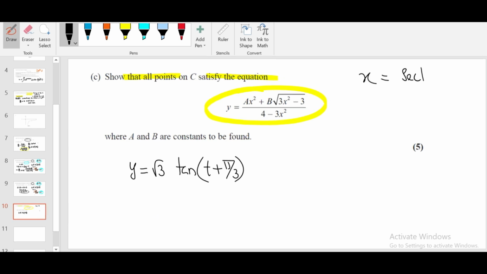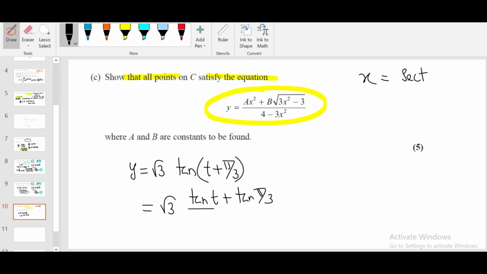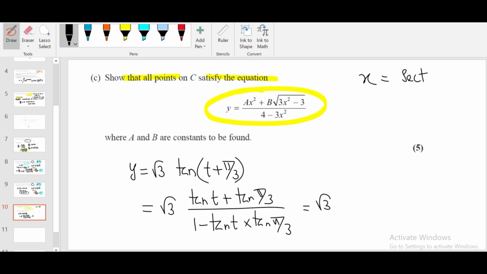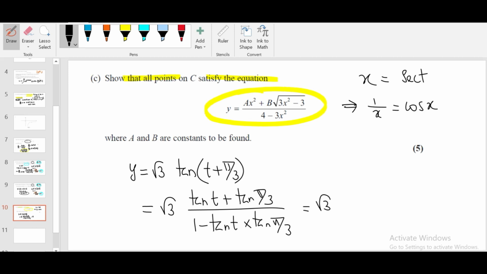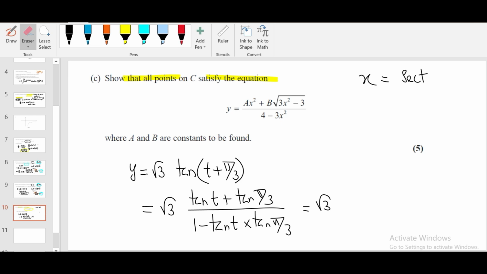I'm going to apply the angle addition formula for tan of a plus b, which is given in the data booklet. Tan a plus tan b divided by 1 minus tan a times tan b. And then if you find the tan t from here, if you flip both sides, you'll get 1 over x is equal to cos t. That's not going to work actually. We need to find tan t. So let's use this identity.